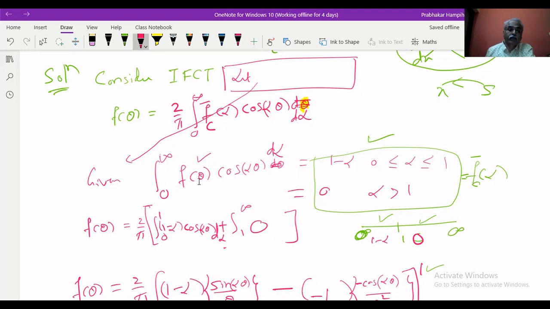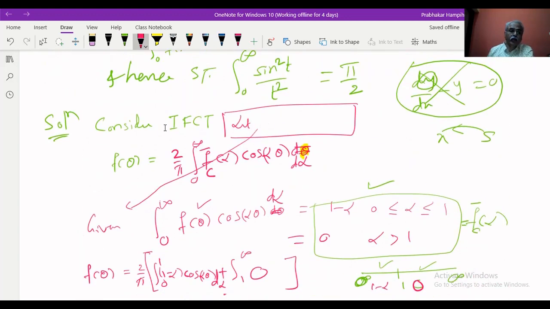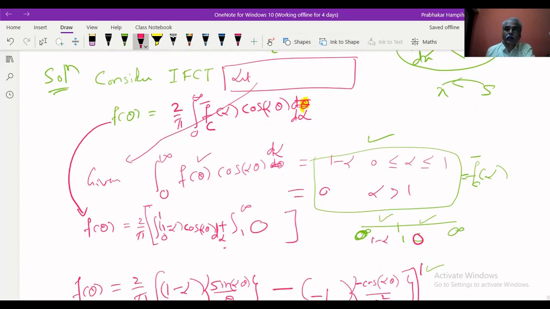So now, from here to here, if you see, this integration has to be broken into two parts, because fc bar of alpha has got two ranges, 0 to 1 and 1 to infinity. From 0 to 1 it is 1 minus alpha, and after 1 it is 0. So 1 to infinity is 0, and for 0 to 1, instead of fc bar of alpha, it has come as 1 minus alpha.